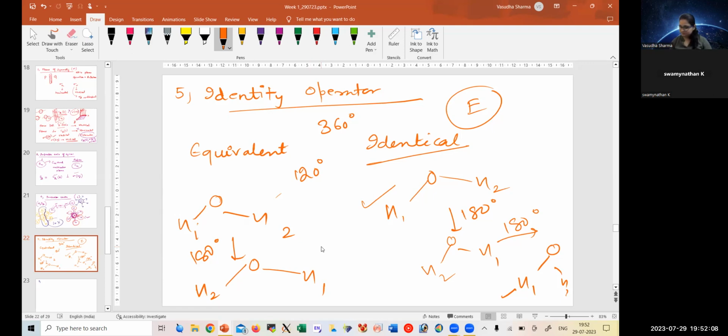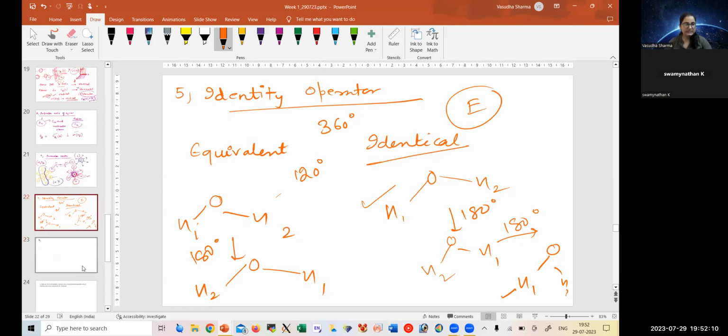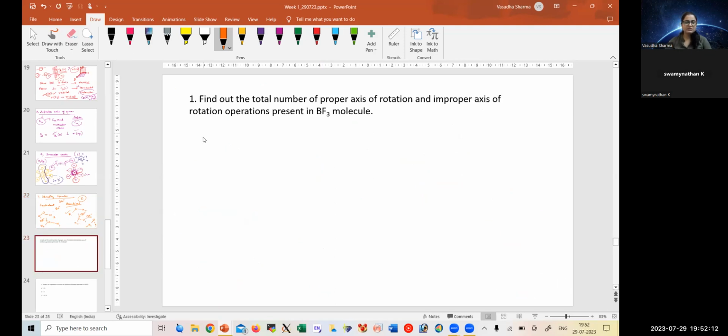Okay, so now we will start the questions. The first assignment question that we are taking up, since we have discussed a lot about the proper axis of rotation and improper axis of rotation, says, find out the total number of proper axis of rotation and improper axis of rotation operations present in the BF3 molecule. I would like you to try on your own and then I will explain. If you can get this answer, that would be really good.